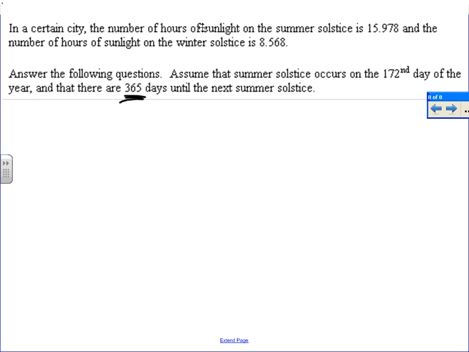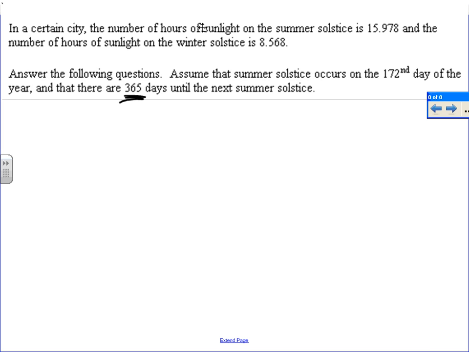Now, we're going to answer these questions here. I'm going to write the questions down. I didn't paste those in there. It said assume that the summer solstice occurs on the 172nd day of the year, and that there are 365 days until the next summer solstice. That's 365 days in a year there.